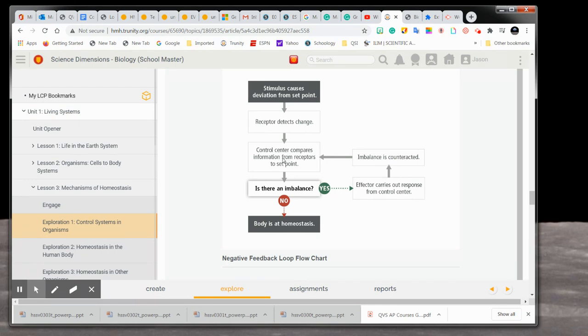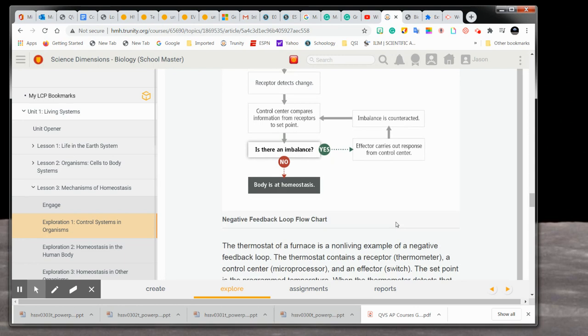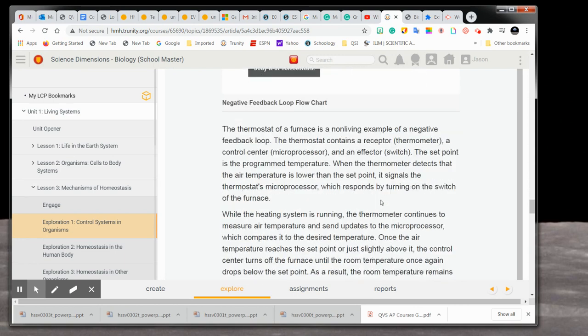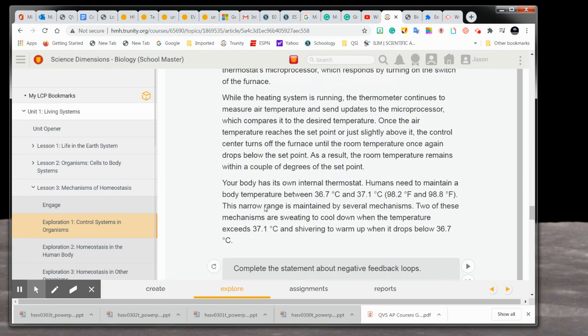Then the control center compares the information again to the set point, and the question is asked again, is there an imbalance? If the answer is no, then the body is at homeostasis. So this is what we call a negative feedback loop. This is a great example of the thermostat in the house. You can read through that.